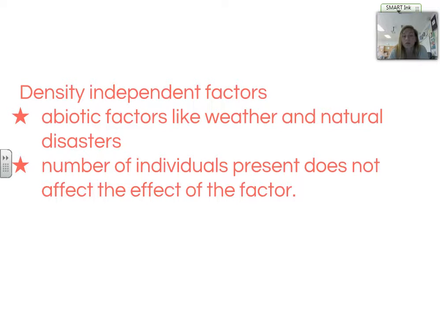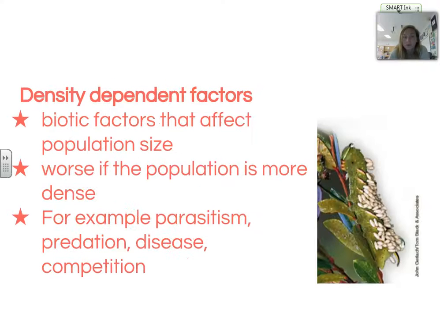Density independent factors would include things like abiotic factors like weather and natural disasters, where the effect of that factor would not be dependent upon the number of individuals present. Now, density dependent factors are biotic factors that affect the population size, and it is worse the more dense the population is. Some examples would be parasitism, predation, disease, and competition that we'll again get more into in the classroom.